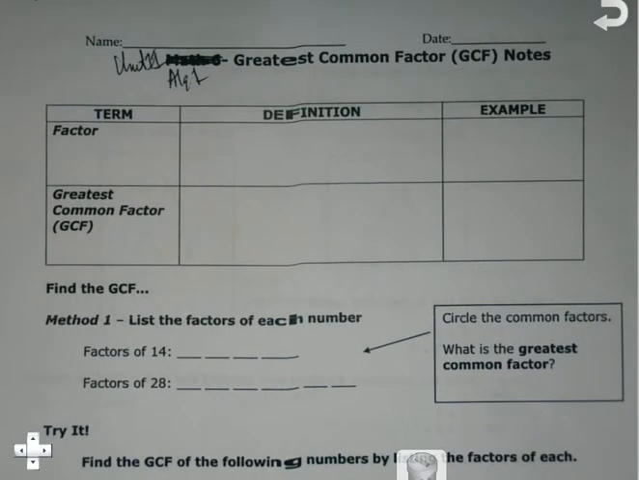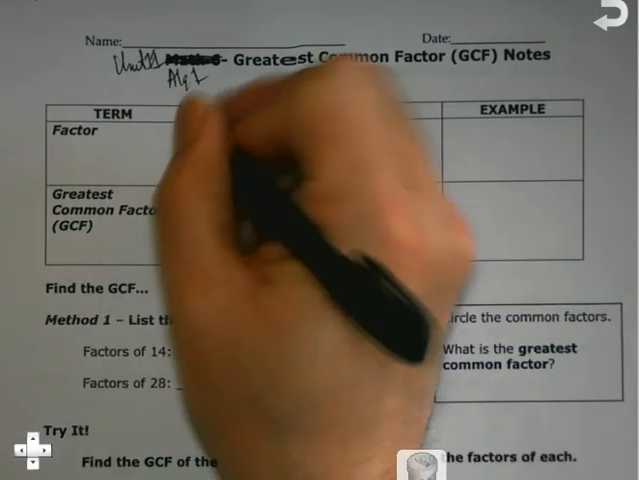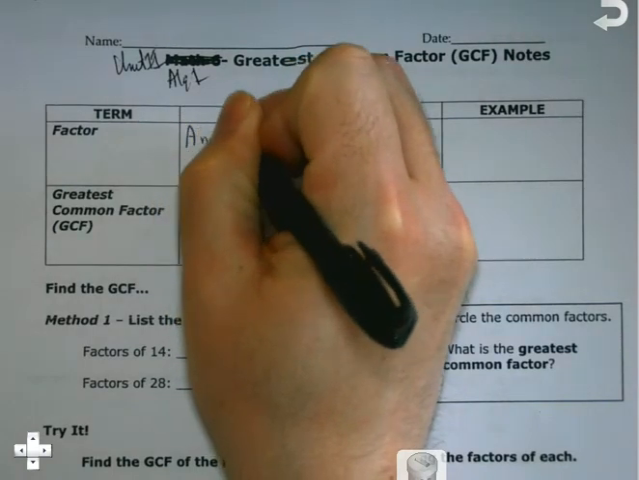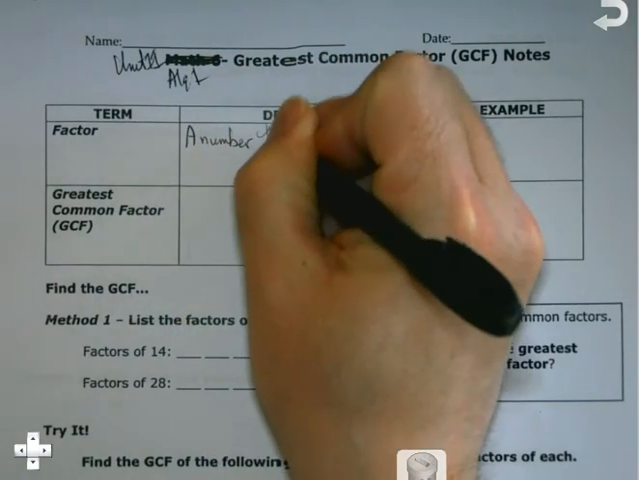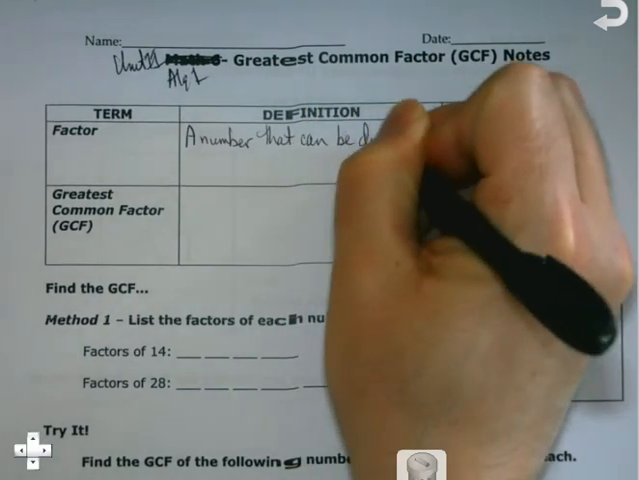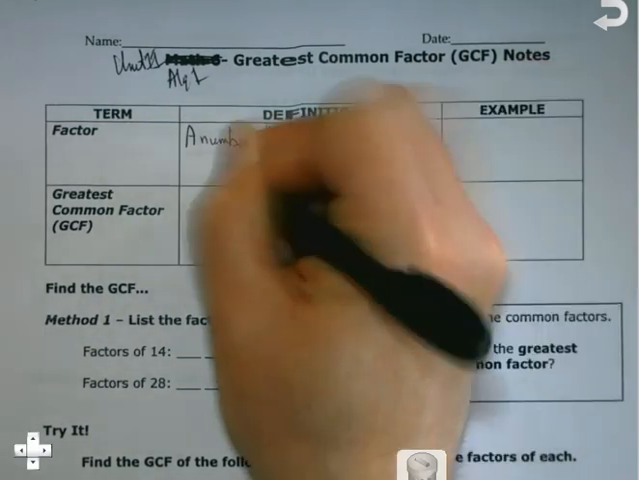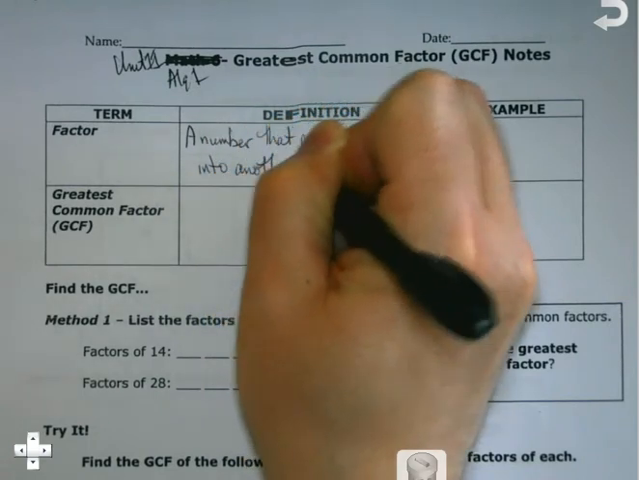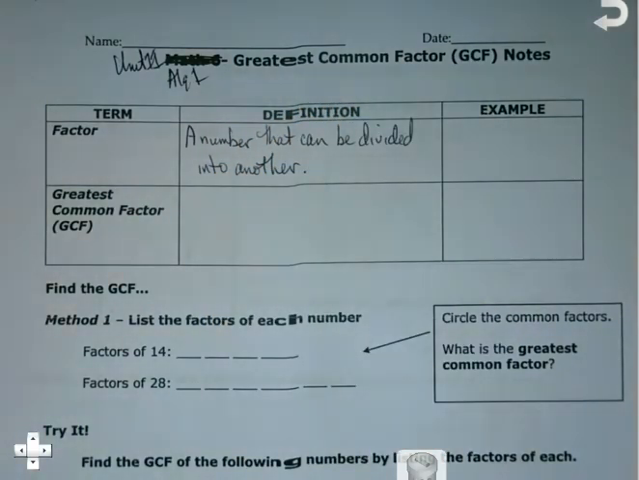A little bit of discussion here on what it is exactly we're doing. We're looking for factors to help us build a greatest common factor. A factor is a number that can be divided into another. Now, that may seem kind of strange. Maybe not, but here's what we mean by that.